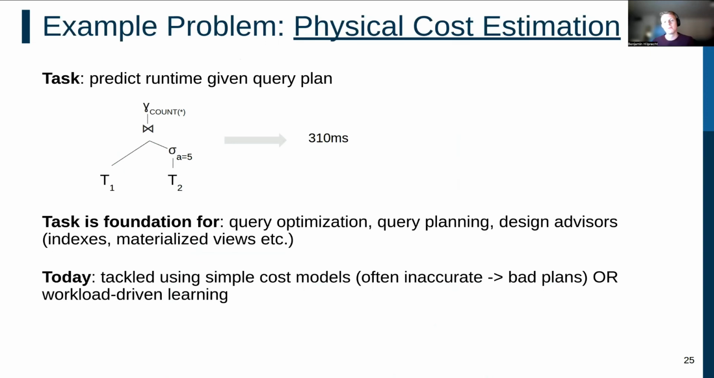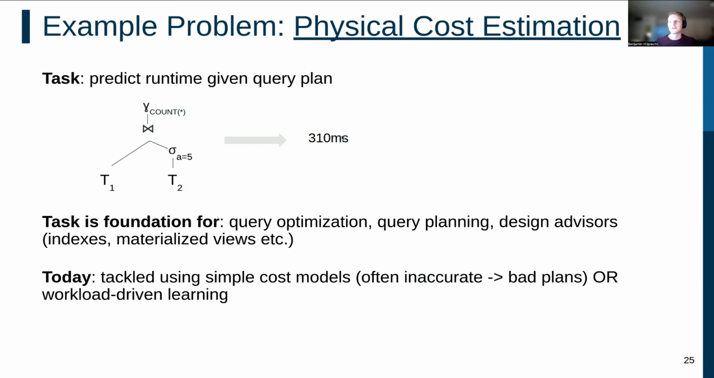The first problem we focus on in our work is physical cost estimation. And just to bring everyone onto the same page, the idea is that we basically show that zero-shot models can work for databases. The task we looked at first was predicting the runtime given a certain query plan. For instance, here we have a query plan that simply joins two tables with a certain join operator, and then we do an aggregation. And what we want to know beforehand is that this plan takes 300 milliseconds.